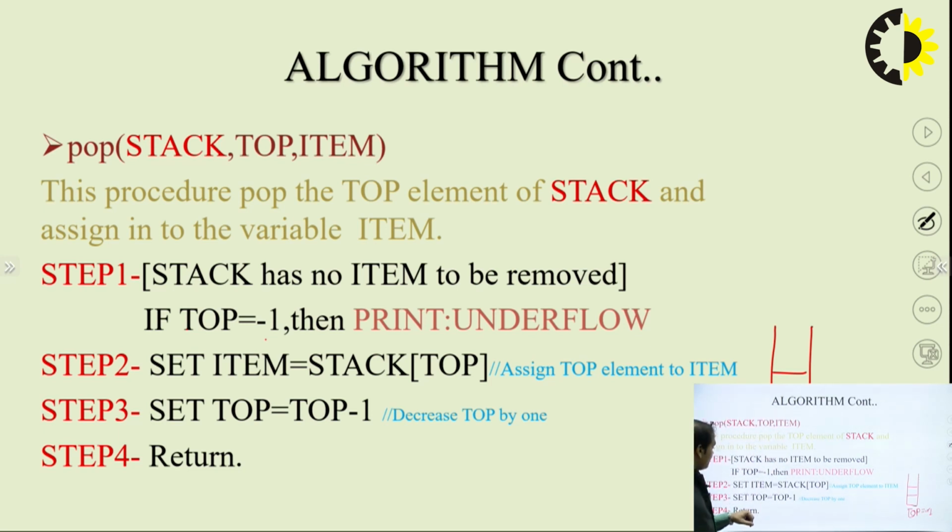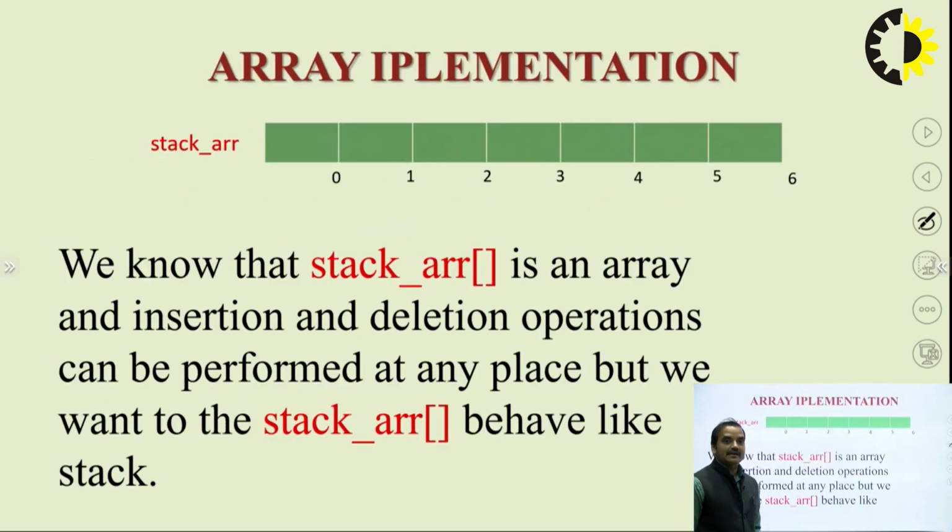If it is not so, then set item equal to stack[top]. If it is not empty, then we have to delete the top element and assign it to item, then top equal to top minus 1, then we return. In case of push, first we increment top by 1, then we insert. But in case of pop, first we delete the top element and store it in item, then we decrease top by 1. This operation is used to delete an element from the stack.